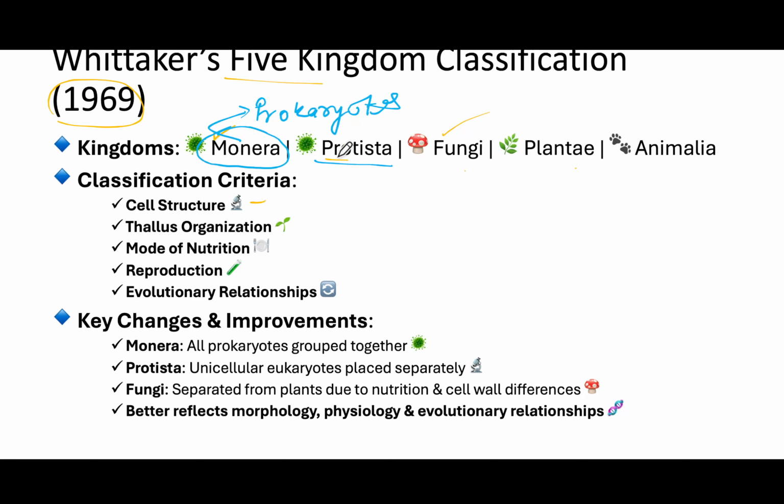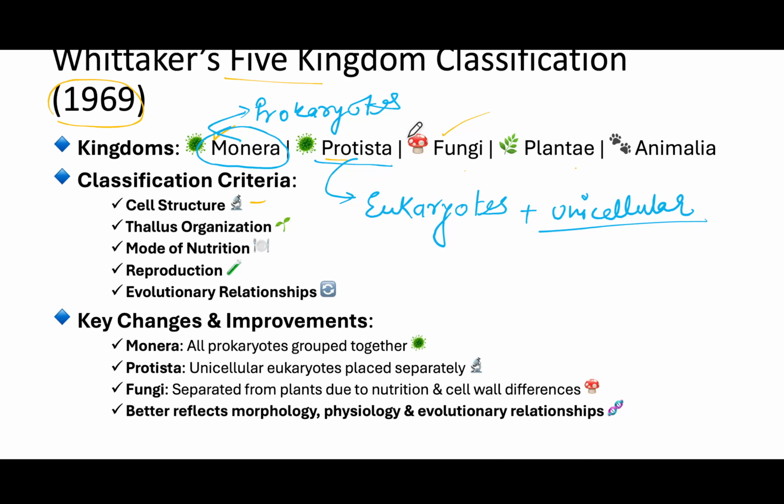Unicellular eukaryotes. So, what are Protista? First concept, they are eukaryotes. They are not prokaryotes, they are eukaryotes. But along with being eukaryotes, they are unicellular. They have a single cell just like Monera. Clear? This you need to remember about Monera and Protista.